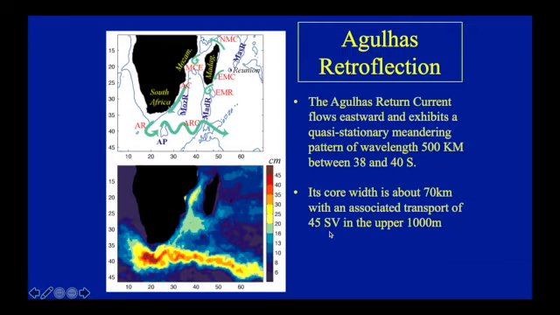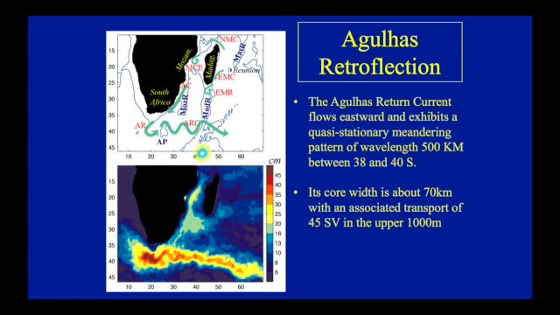But what is unique about this current is what they call the Agulhas retroflexion. The Agulhas retroflexion is the return current that flows eastward and shows meandering patterns with a wavelength of almost 500 kilometers. So this is very unique. You don't see much of this kind of current other than the Gulf Stream in the north of the Atlantic Ocean.